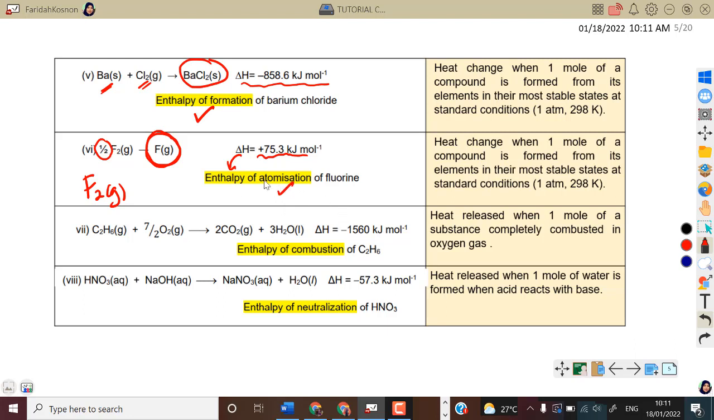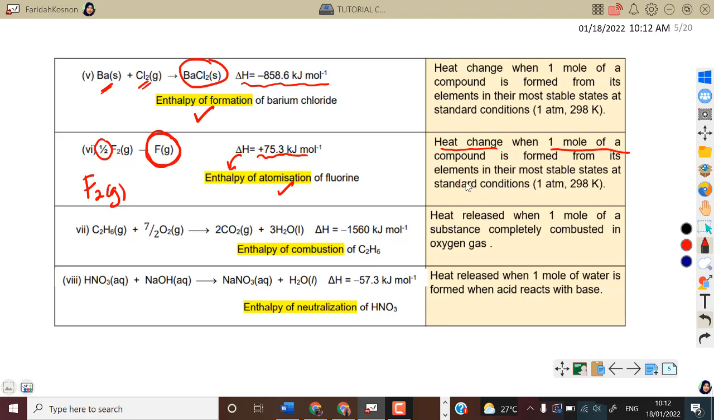Yang saya highlight warna kuning tu yang penting. Okay, jadi kalau kita refer kepada definition, memang you nampak kat sini. Enthalpy of atomization adalah heat change when 1 mole of a compound. Jadi siapakah compound kita? Okay, sorry. 1 mole of gaseous atom.